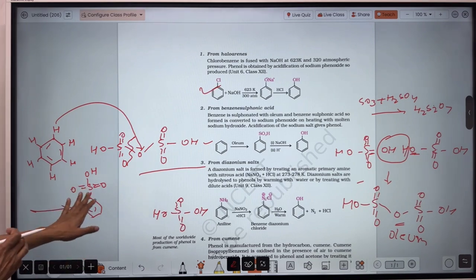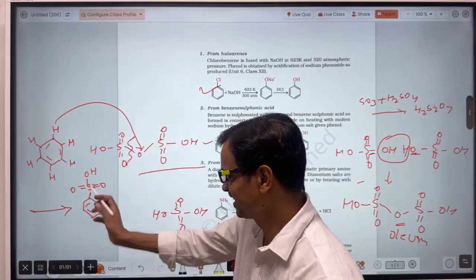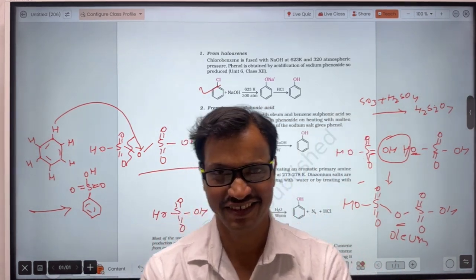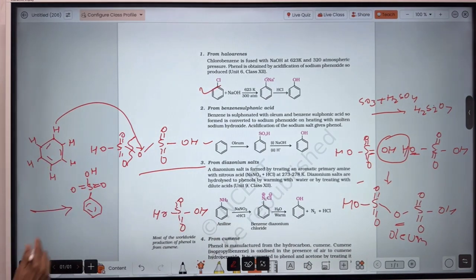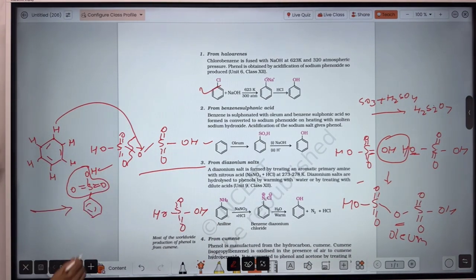How to write the IUPAC name of this compound? SO3 is sulfite, SO4 is sulfate. So this one will be sulfite, and to this sulfite, on one side there is hydrogen and on the other side is benzene. So its name will be benzene hydrogen sulfite.